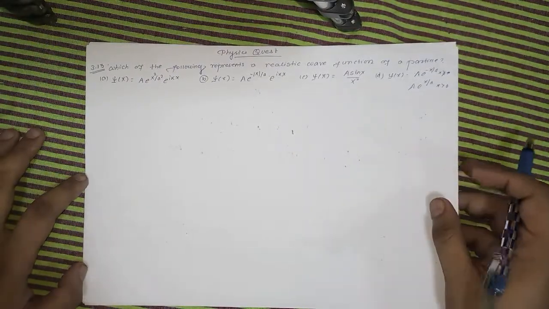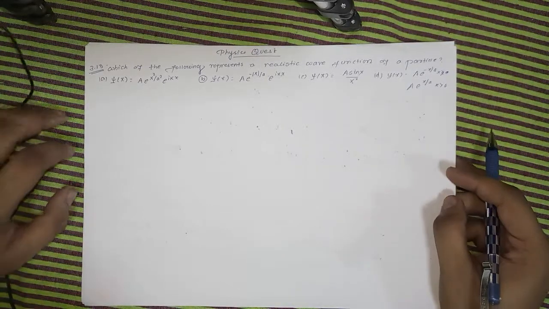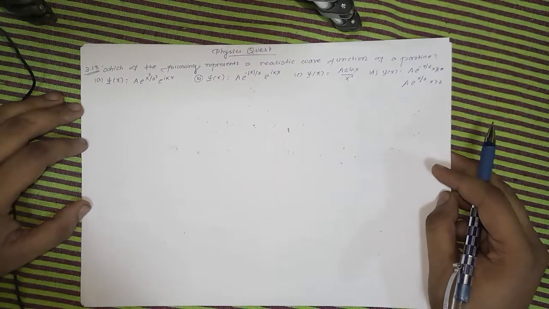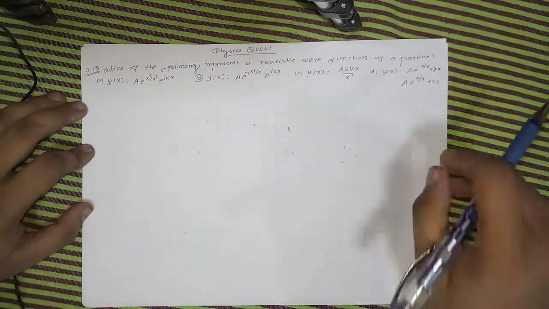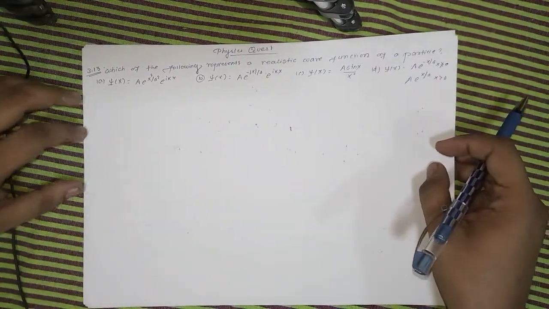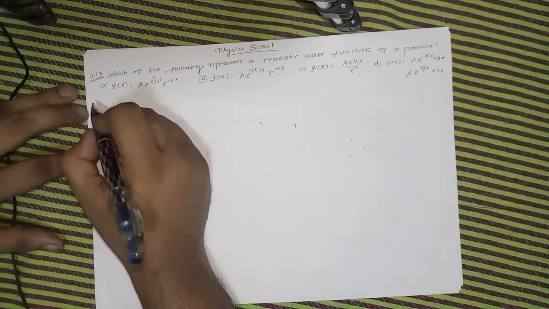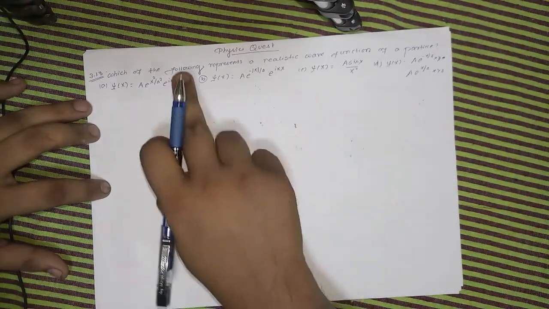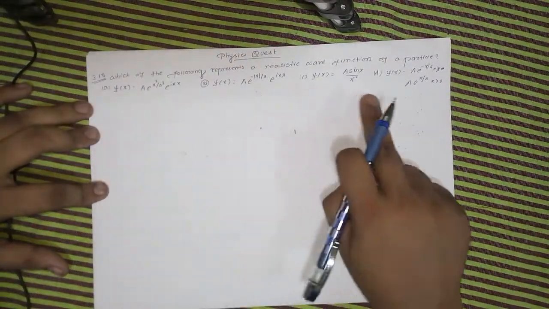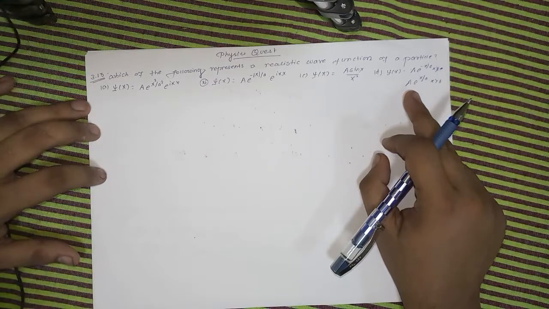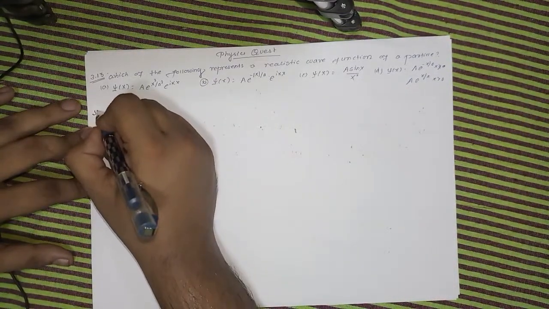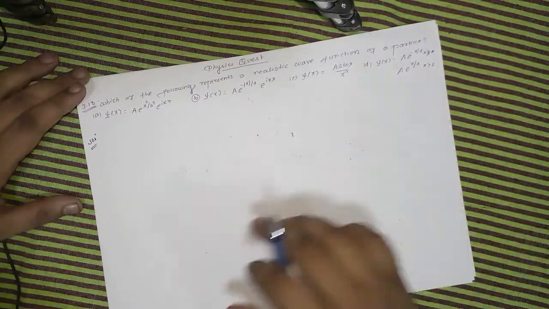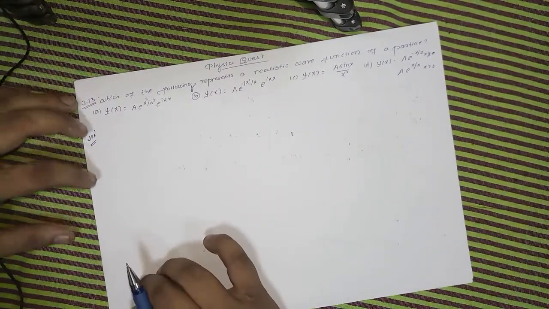Okay, coming to the next problem that I have here: which of the following represents a realistic wave function of a particle? A realistic wave function means an acceptable wave function. We have to find out whether each example is realistic or not realistic. In the solution, first of all I have to tell you something about the condition of the acceptable wave function.